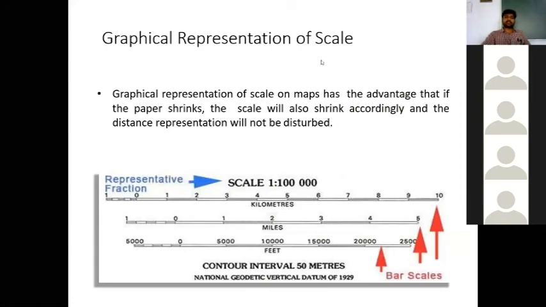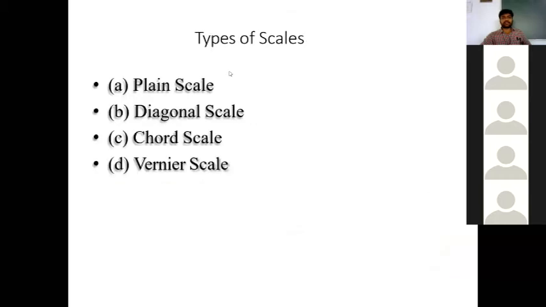Next, coming to the graphical representation of scale. Suppose your map or plan gets shrunk due to exposure to the atmosphere, it may shrink. If that is the case, this graphical representation of the scale is used to know the proper fraction where it got distorted. So this is where we make use of the graphical representation of scale.